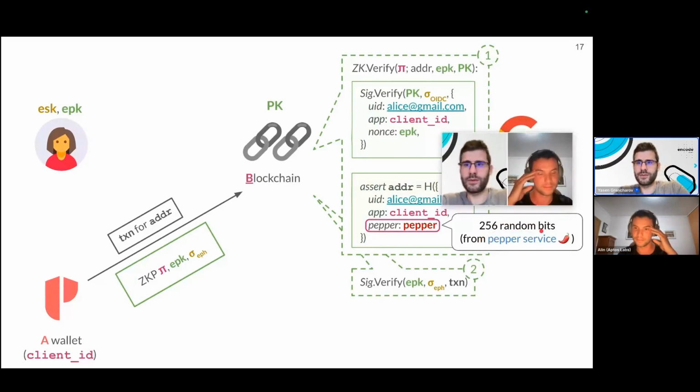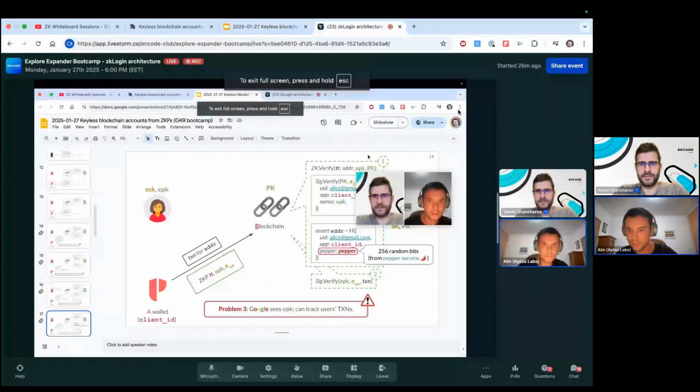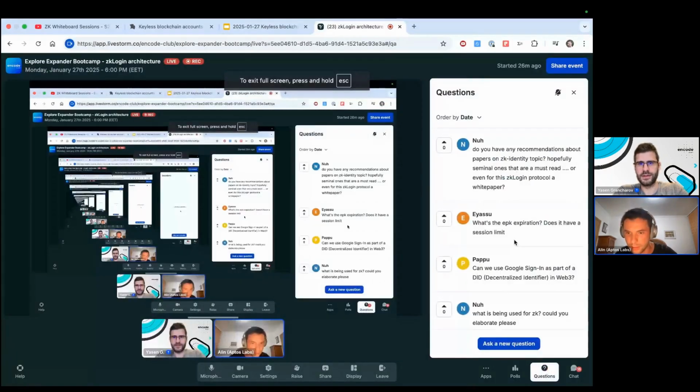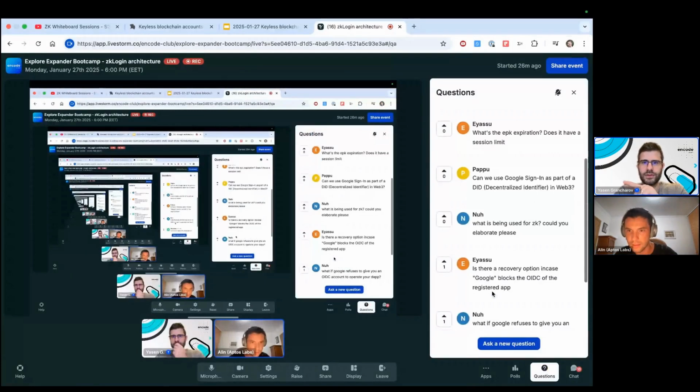A follow-up question for peppers is, do you have any recommendations about peppers on the ZK identity topic? Hopefully seminal ones that are must-read, or even for this zkLogin protocol, a white paper. Sorry, let me go into the chat, because I'm not sure I could parse that. Yes, that's on the very top.